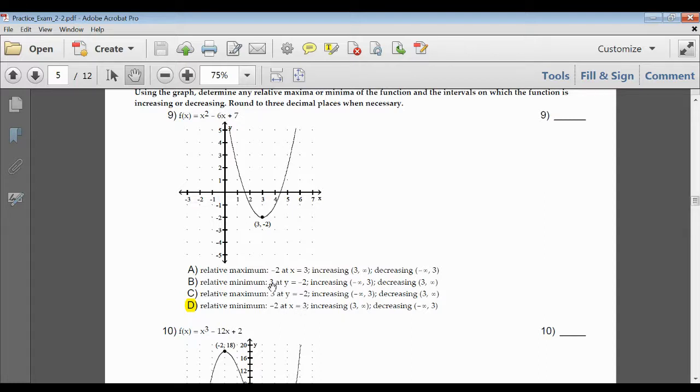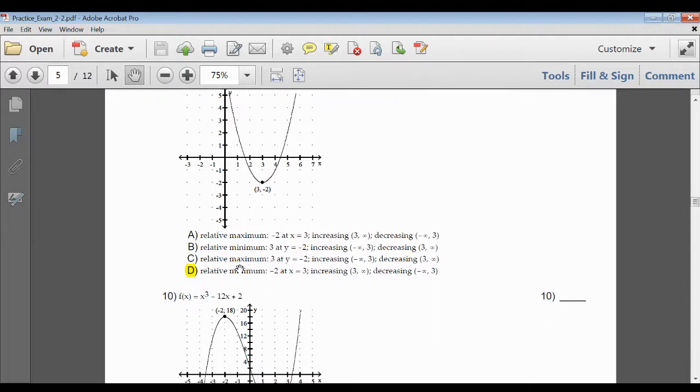Well, here they tell me I've got a minimum at 3. Well, no, the minimum is a Y value. It's at -2. And it happens not at a Y, it happens at an X. So B is just out of whack. A and C made no sense to begin with because this point is not a maximum. It's a minimum. And then we found all kinds of errors with letter B.